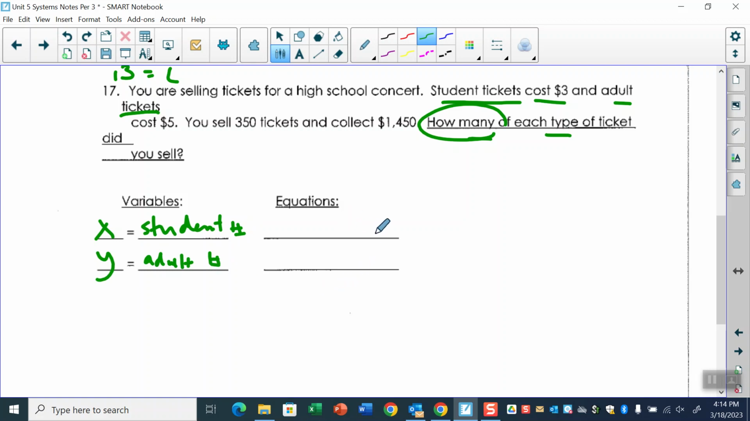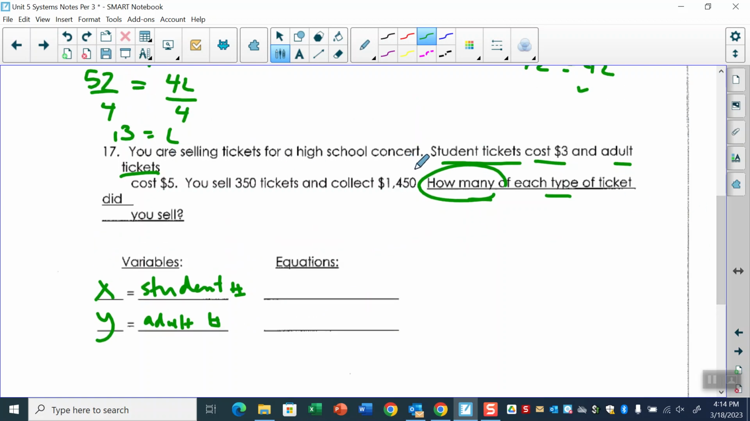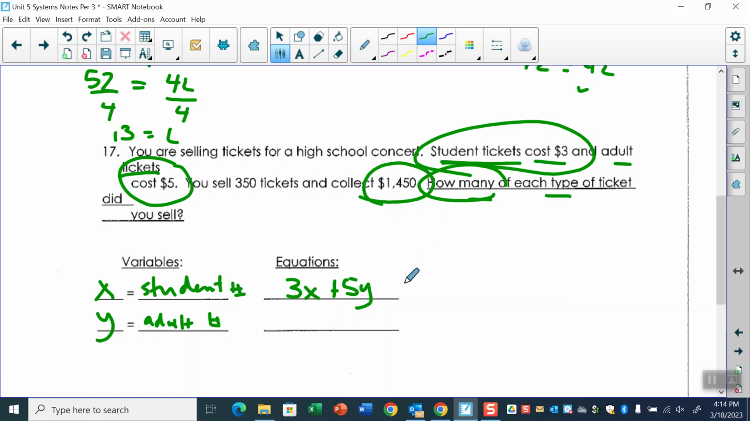Okay. And so my two equations then, I'm going to go back up to what I've got here. Selling tickets, they're $3 for the student tickets, right? Student tickets are $3. So that would be 3x, right? And then I've got adult tickets are $5. So plus the adult tickets are $5. So that's 5y. And the total amount we collected was $1,450. Okay.